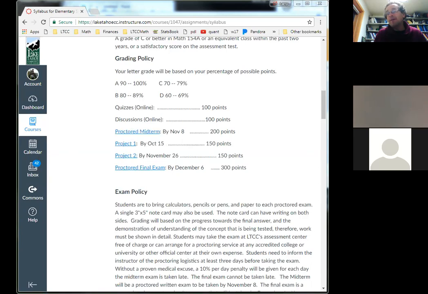Okay. So if you live in Tahoe, there's no problem. But if you don't live in Tahoe and you want to take it at a proctor center, you can take it at the same place, no problem. Okay.